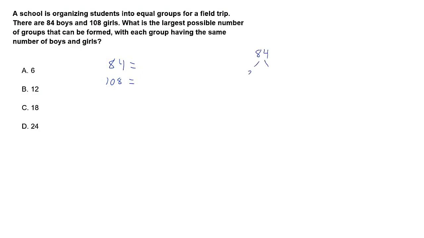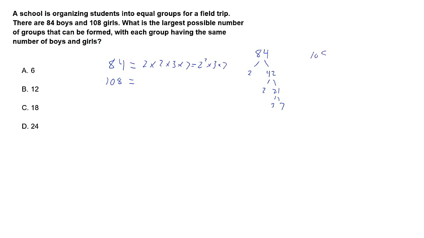Because it's an even number, 2 is an easy one to start with. So that gives us 42. And then I can go 2 again because it's even. That'll get me down to 21. And then this would be 3 times 7. Now we're down to all prime numbers here. So we've got 2 times 2 times 3 times 7, or 2 squared times 3 times 7.